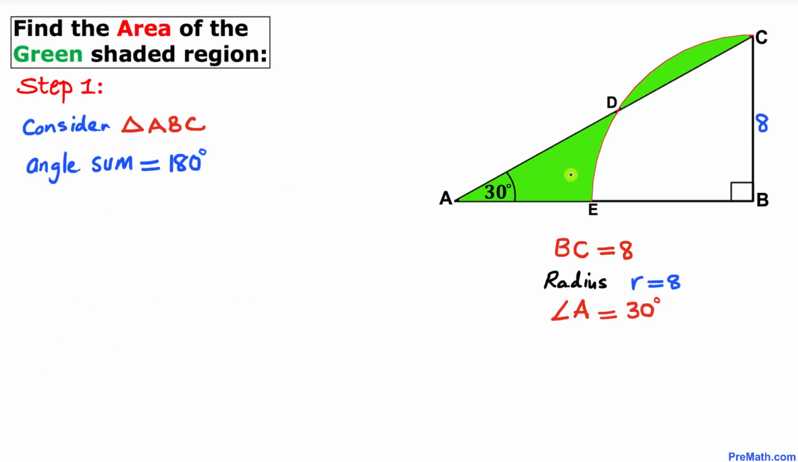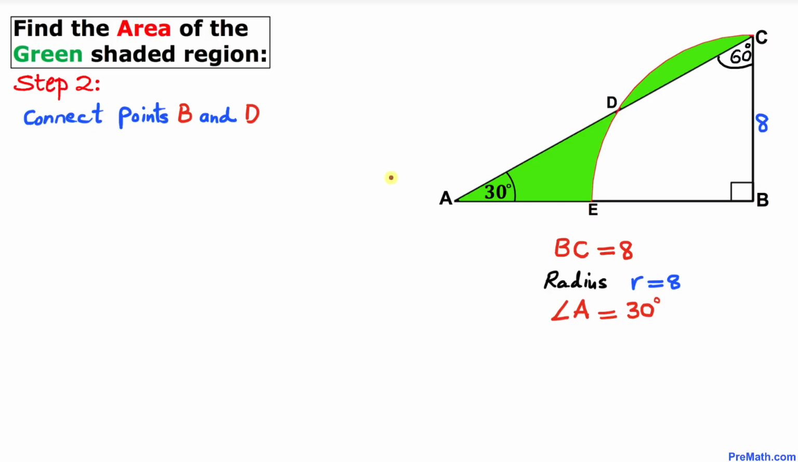And here's our very first step. Let's consider this triangle ABC, and we know that the sum of the angles of any triangle is 180 degrees. We know that angle A is 30 degrees and angle B is 90 degrees, so angle C has got to be 60 degrees. Therefore, our angle C is 60 degrees.